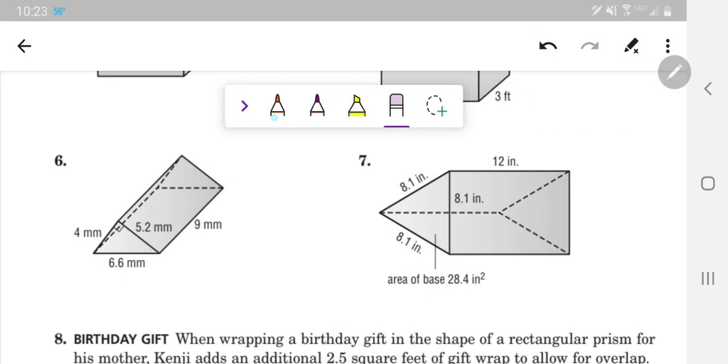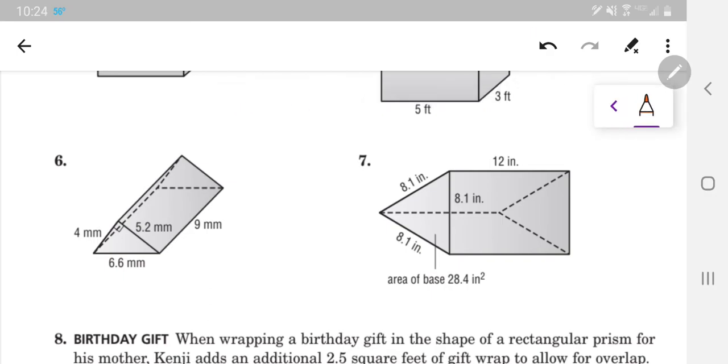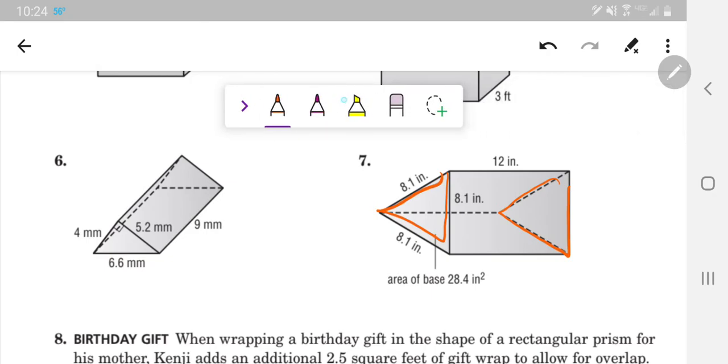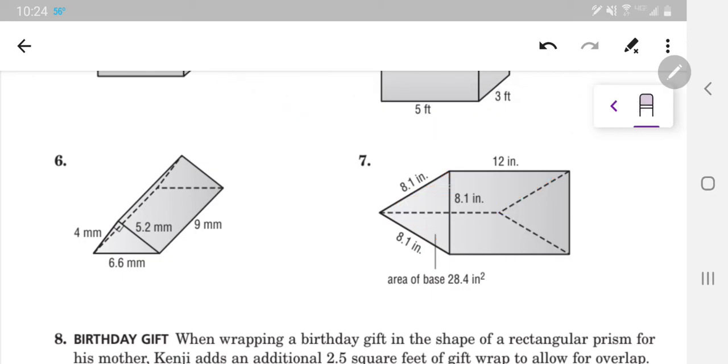Messing around with that. All right, so this is another triangular prism. How do I know? Because it has two bases. Two bases that are identical, that are parallel, and the parallel congruent is how I like to say it, but sometimes nobody understands me when I say that. All right, we're finding the area of each face.